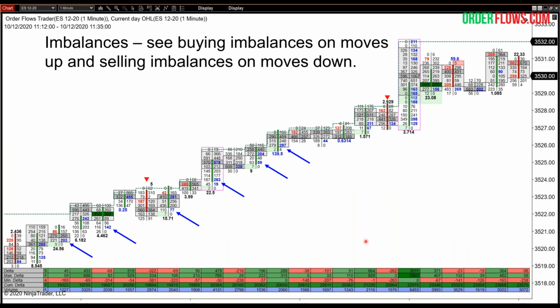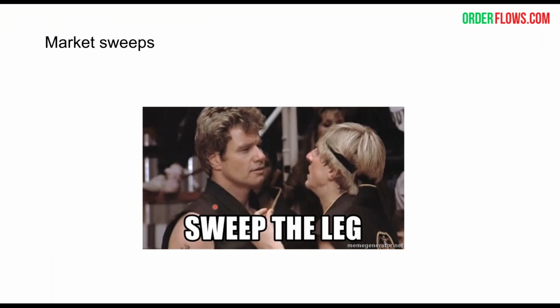Imbalances, as the markets move up, you're going to see buying imbalances. As the markets move down, you're going to see selling imbalances. So here's yesterday, as we keep rallying, you're seeing a lot of buying imbalances, much more buying imbalances than selling imbalances. You could add that with looking at the delta. It gives you a couple things that you can really use in your trading. But the one thing I want to talk about is sweeping the market.